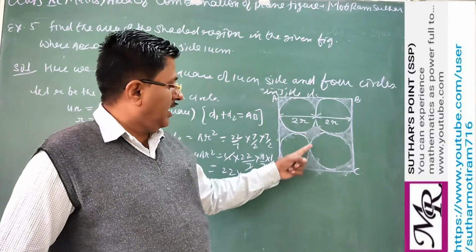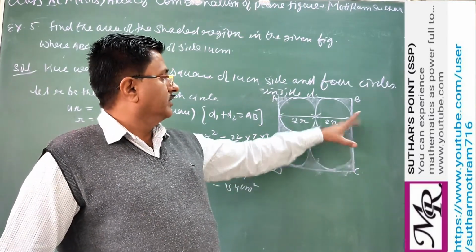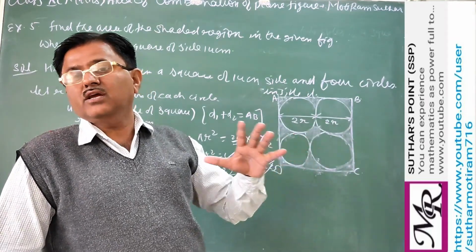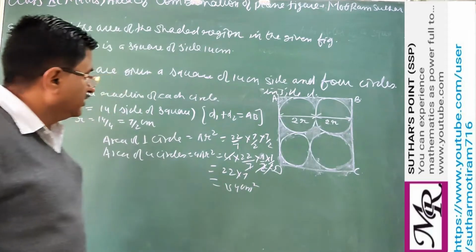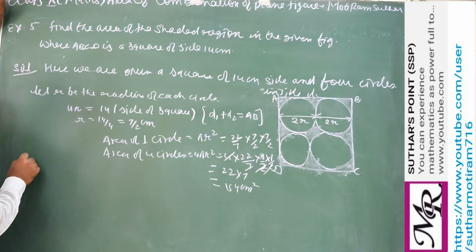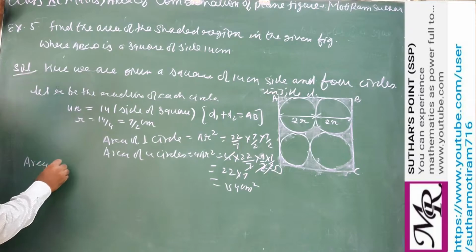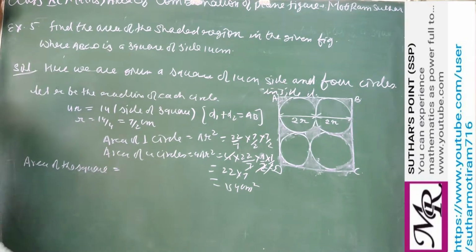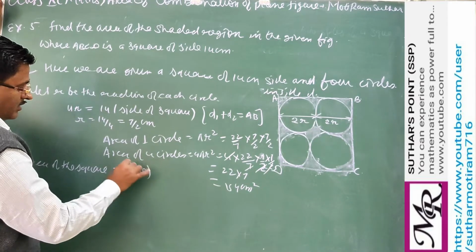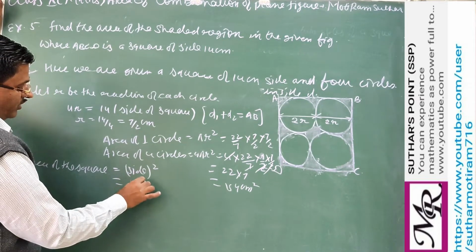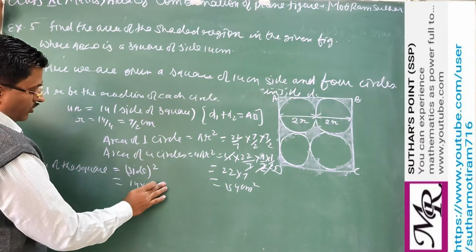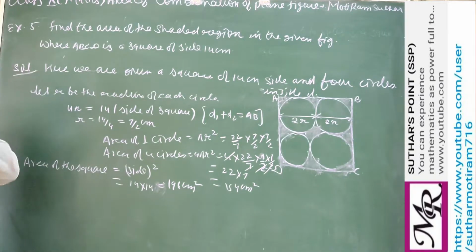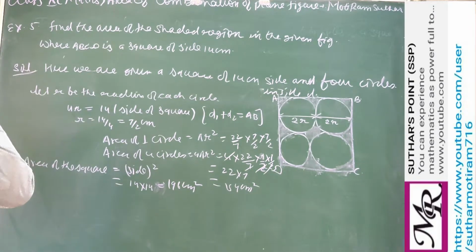Now what do we need? We need the area of the shaded part. That is the whole area of the square minus the area of 4 circles. It means we need the area of the square. You very well know the formula: side square. The side is given as 14. 14 into 14 is 196 centimeter square. So we get the area of the square.